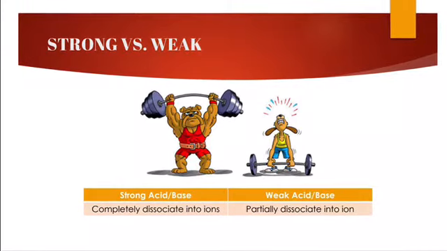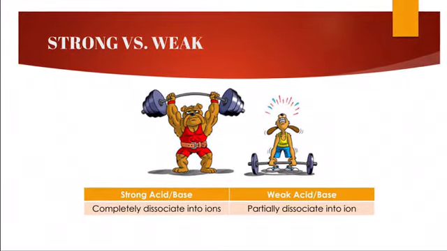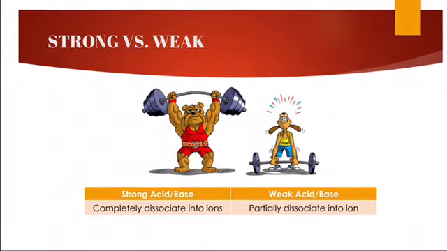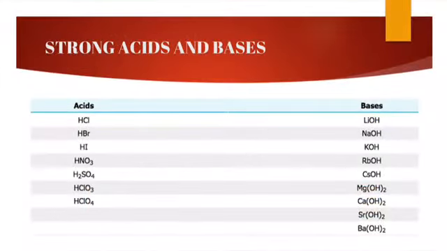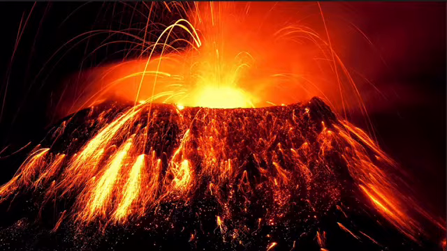The biggest difference between the two is that a strong acid or base completely dissociates into ions, whereas a weak one partially dissociates. If an acid or a base is not listed here, it is considered to be weak. In this week's lab, we will be mixing a weak acid and a weak base to see what the effect is by making a volcano.